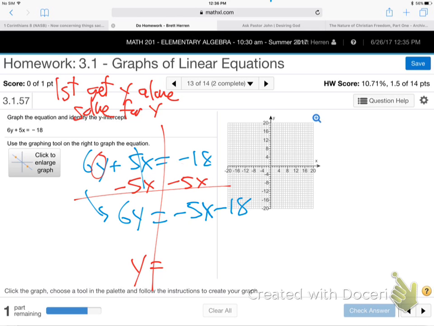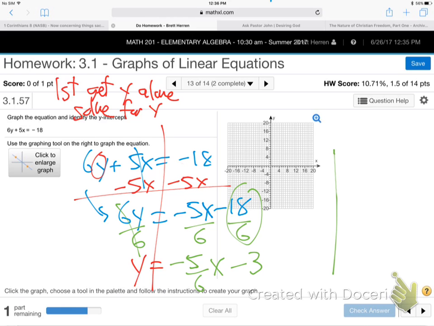Last step to solve for y? Divide by 6. So there it is, minus 5, 6x minus, and then 18 divided by 6? It's just 3. Now, can we graph it from here? Yes, we can. So let's graph it.